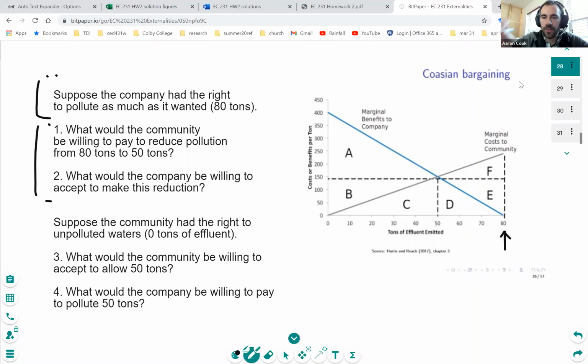First, consider the situation where the company has the right to pollute up to 80. Then consider the scenario where the community has the rights to zero pollution, and any pollution that the company does, they have to pay the community to be able to do that. In that case, what would the company be willing to pay to pollute up to 50 tons? And what would the community be willing to accept to be able to tolerate 50 tons of pollution?